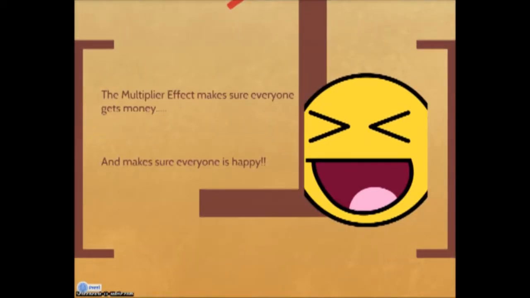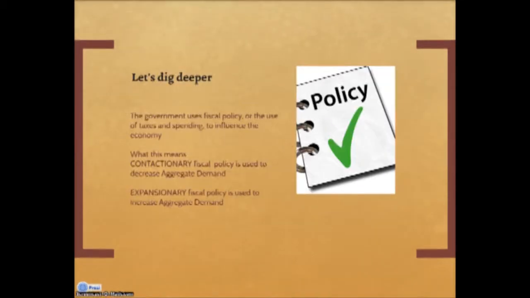Pretty much, in a really, really simple way, you can think of the multiplier effect as a way of making sure that money gets to everyone. So, now, looking a little bit closer into this, we're going to take a step away from the multiplier and look at policy, fiscal policy to be exact. And we're going to look at how fiscal policy is used by the government to influence the economy.